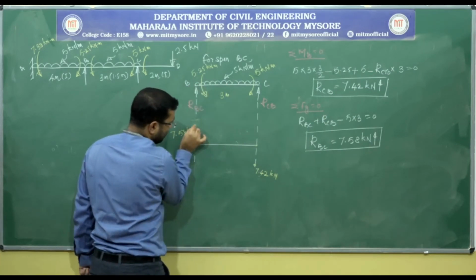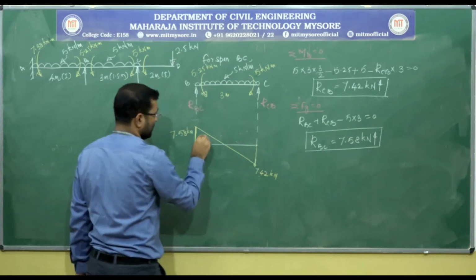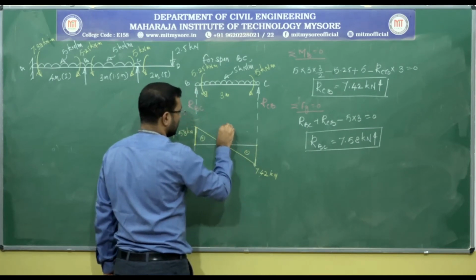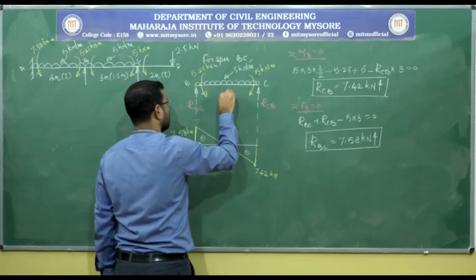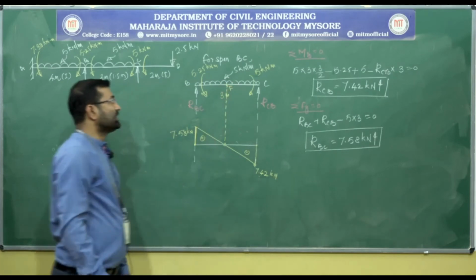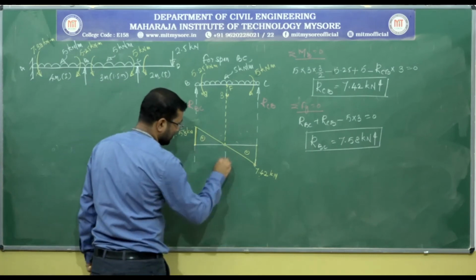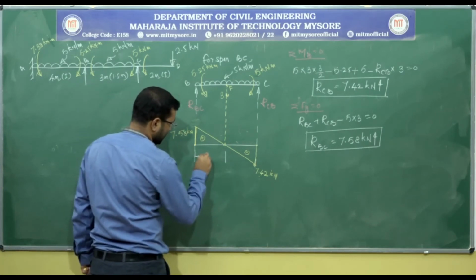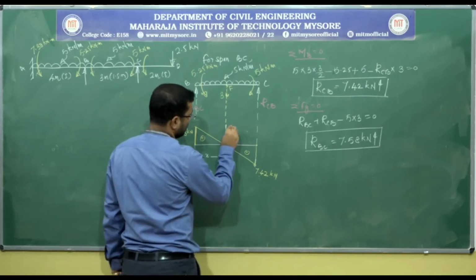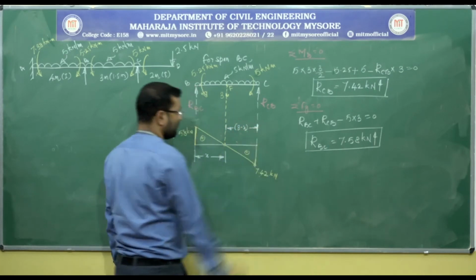Because of UDL, the variation is linear. From here I have to take it up till 0. Positive shear force, negative shear force. This is the point where you can say the shear force is 0. So let us mark this point as F in the span BC, right? And let me call this a distance x from the point B, and the other distance will be 3 minus x.